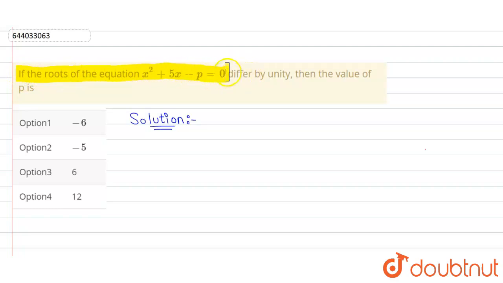Hello guys, so our question is, if roots of the equation x square plus 5x minus p is 0 differ by unity, then we have to find the value of p. So let us start. Now we are given with the equation x square plus 5x minus p equal to 0.